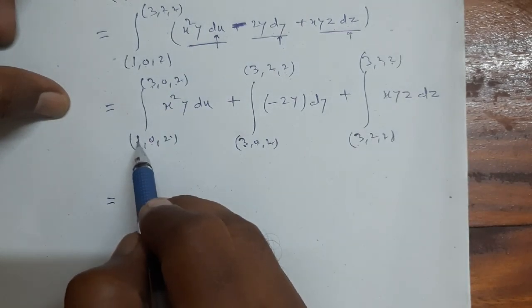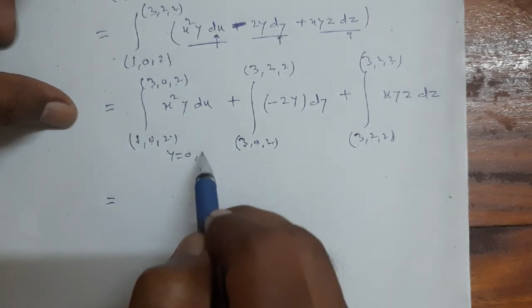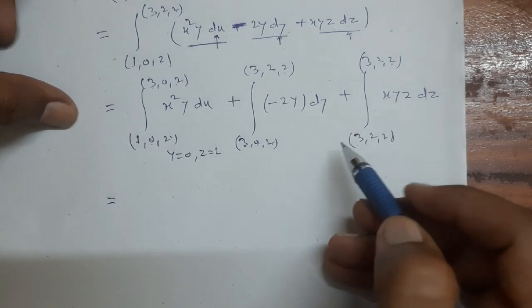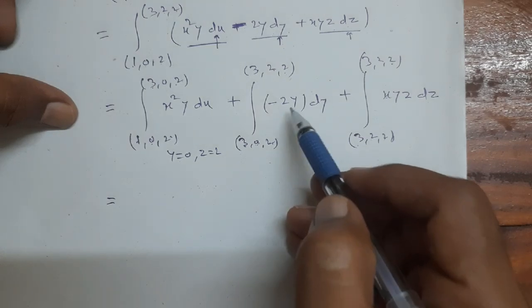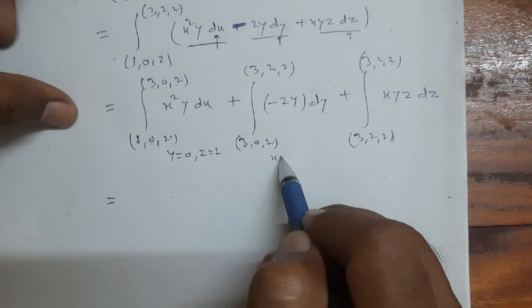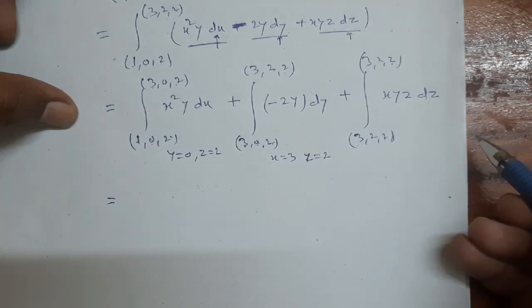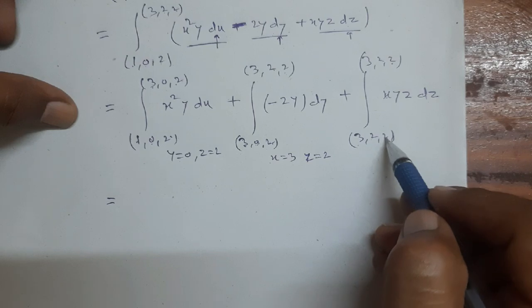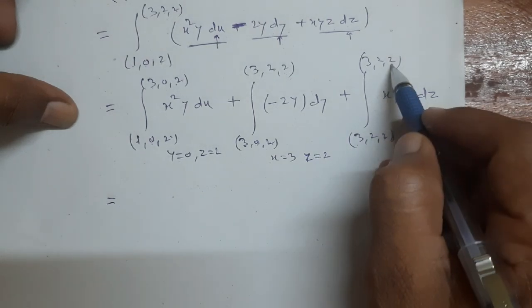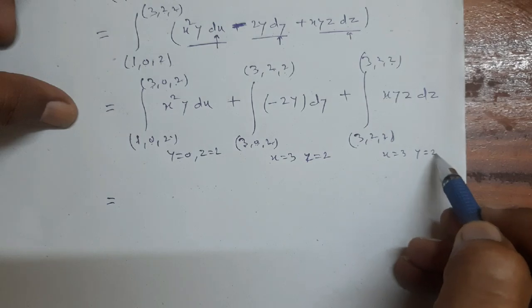X changes from 1 to 3, but at that time y is equal to 0 and z is equal to 2. For the second term, I will have to integrate over y from 0 to 2, and at that time x is equal to 3 and z is equal to 2. And in this case, I will have to integrate over z from 2 to 2. At that time, x is equal to 3 and y is equal to 2. Correct?